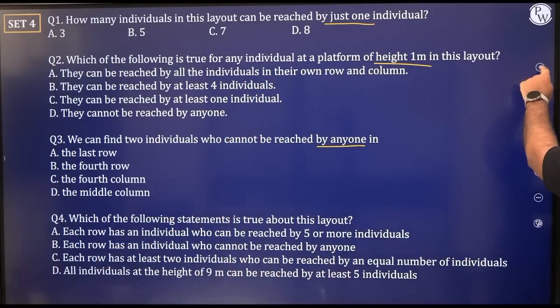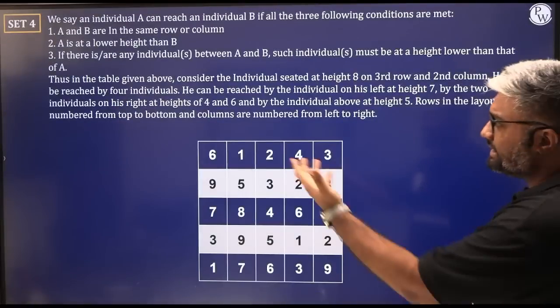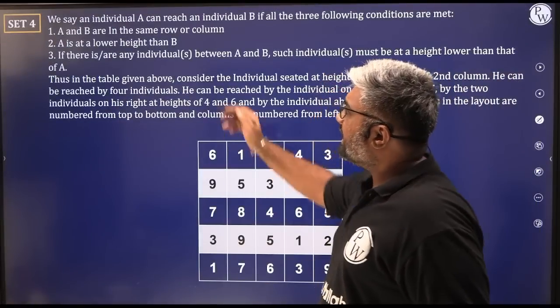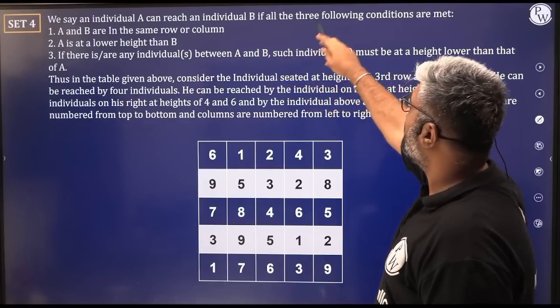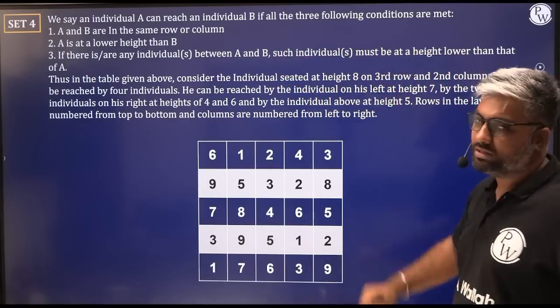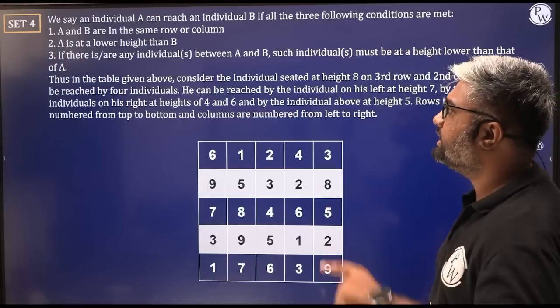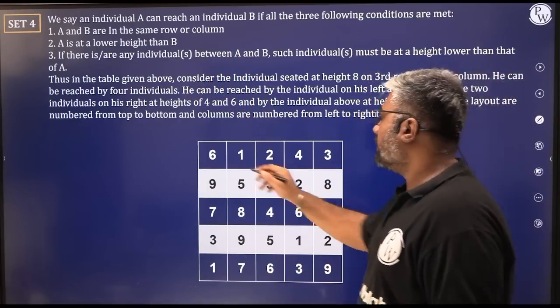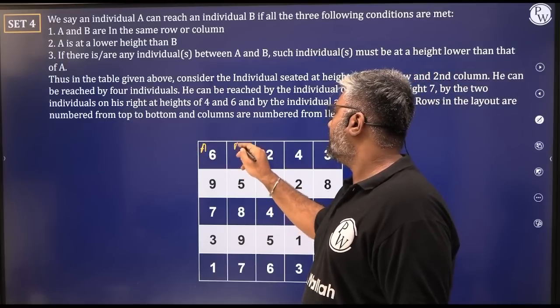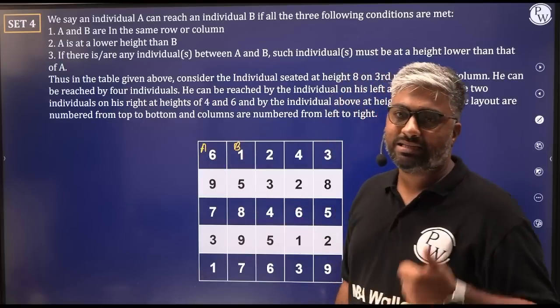Okay, let's start. So let's understand what they are trying to say. We say an individual A can reach an individual B if all the 3 following conditions are met. All three conditions must be met. What is the first condition? A and B are in the same row or same column. So if I say A is here and B is here, then A and B are in the same column.